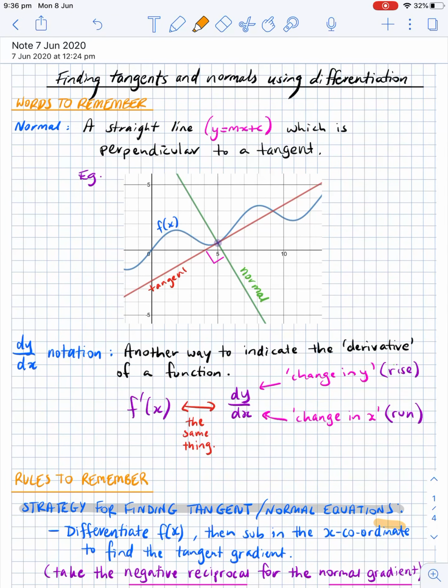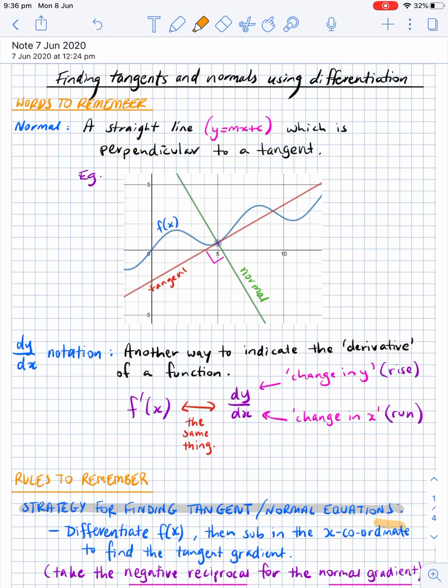Hi guys, for today's lesson we're going to be dealing with finding tangents and normals using differentiation. So first up, what do I mean by a normal? A normal is a straight line, so it has the equation y equals mx plus c, which is perpendicular to a tangent.